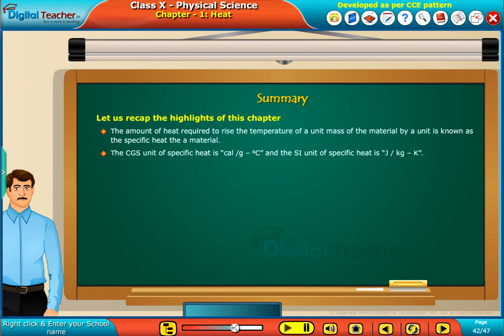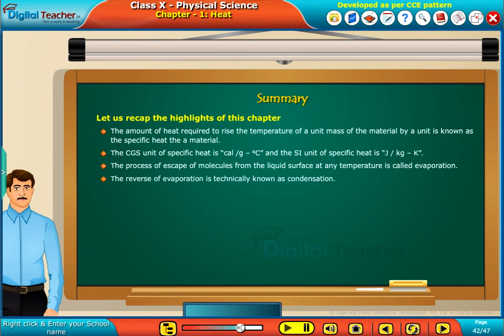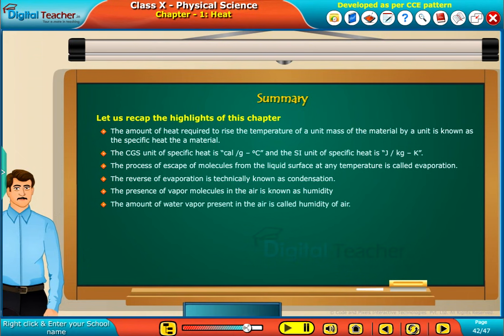and the SI unit of specific heat is Joule per kilogram Kelvin. The process of escape of molecules from the liquid surface at any temperature is called evaporation. The reverse of evaporation is technically known as condensation. The presence of vapor molecules in the air is known as humidity. The amount of water vapor present in the air is called humidity of air. The water droplets condensed on a surface are known as dew. The thick mist is called fog, which restricts visibility.